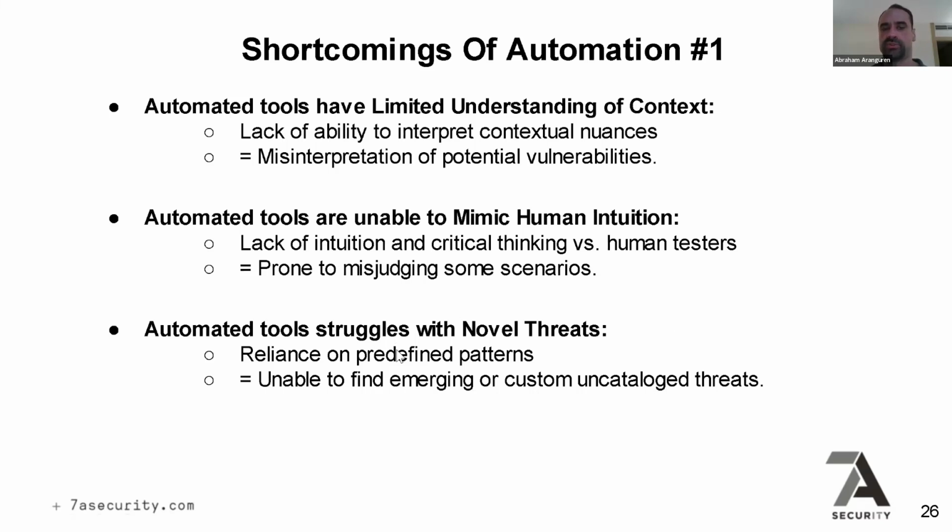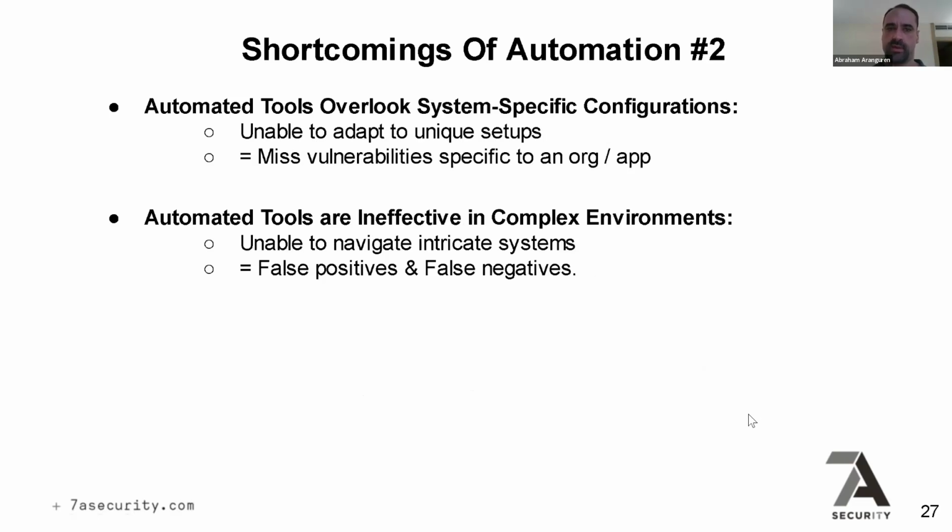And then automated tools struggle with novel threats, right? So they rely on predefined patterns. So they have like a database of types of vulnerabilities, and they are unable to find emerging or custom and uncataloged threats, right? So things that are kind of weird behavior, they are not really good at finding, right?